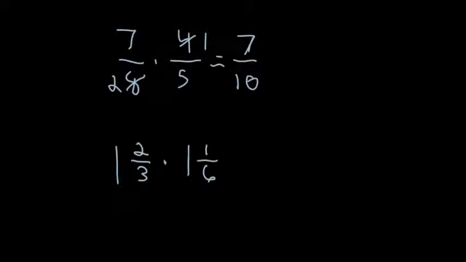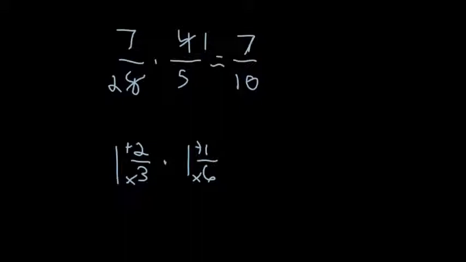Alright, so now I'm going to do a couple mixed numbers. So I have 1 2/3 times 1 1/6. So in order to multiply mixed numbers, you need to make them improper fractions. You can do it without doing improper fractions, but it takes you a lot longer, and if you want, in another video I can show you why improper fractions is the way to go.